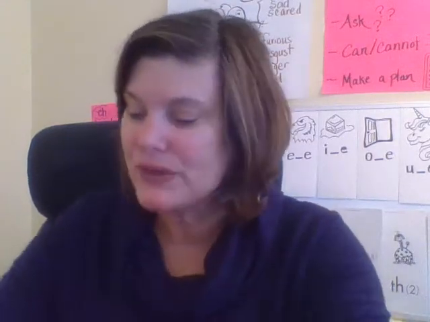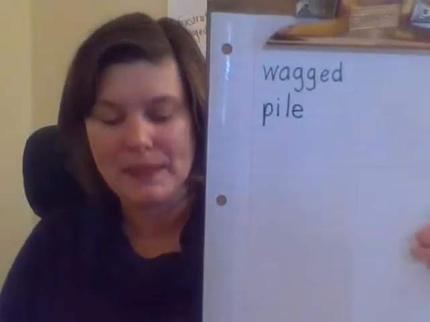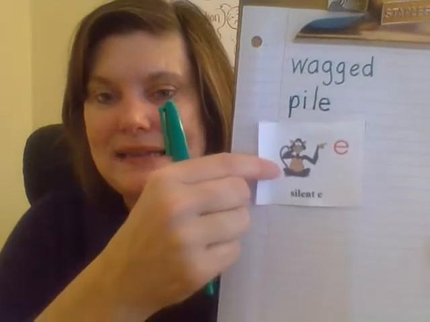Okay, the next word is piled. They piled up the blankets. Piled. Let's think first, what is the base word of piled? Pile. So let's spell pile. I definitely hear a long I. Pile. So this is a silent E syllable.